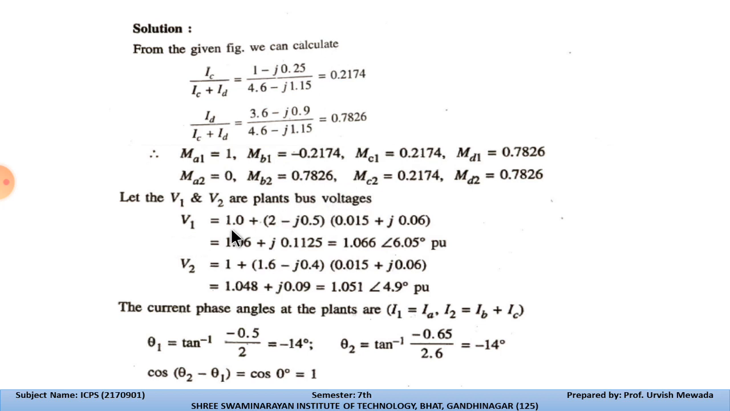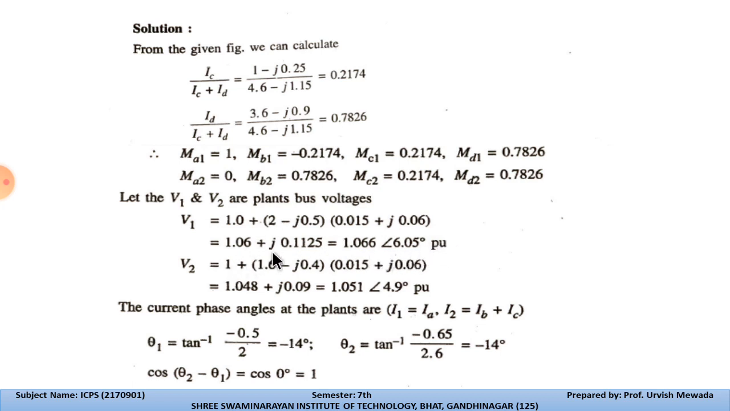Let V1 and V2 be the plant bus voltages. V1 is equal to 1.0 plus 2 plus j0.5 into 0.015 plus j0.06. After solving this, we find V1 is equal to 1.06 plus j0.1125, in a plus jb form. The r angle theta form of V1 is 1.066 at angle 6.05.